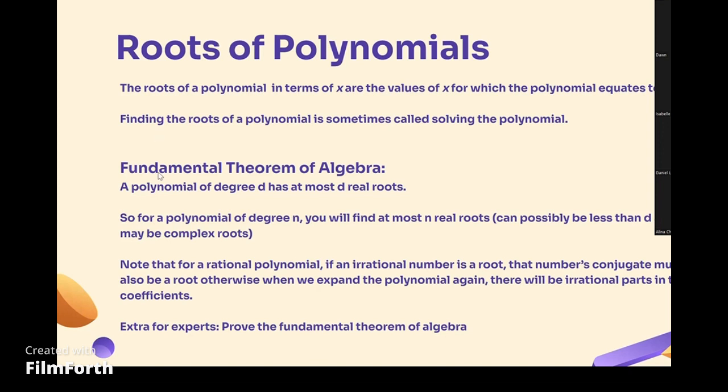Okay, that's fine. Basically, what it means is for a polynomial of degree d, it has at most d real roots. If it has degree n, you have at most n real roots, and it can possibly have fewer because some roots might be complex. You don't have to think about that too much. Just remember that for any polynomial, it has at most as many real roots as its highest degree.